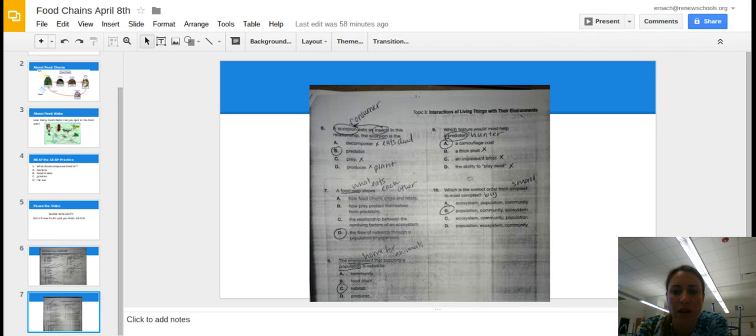When you're done, you can get on Quizlet if you have extra time and work on any vocabulary words that you still need to practice.